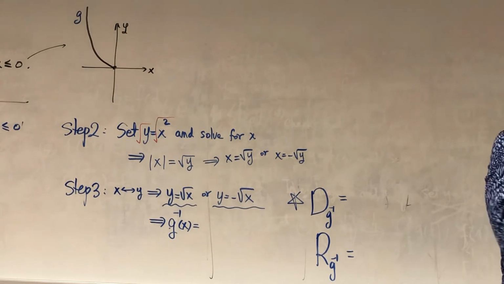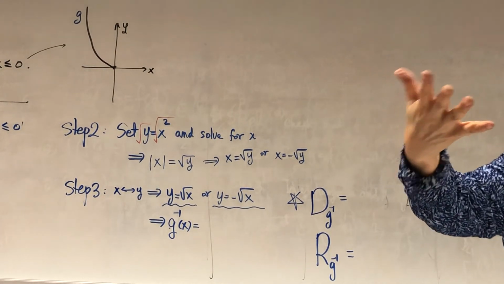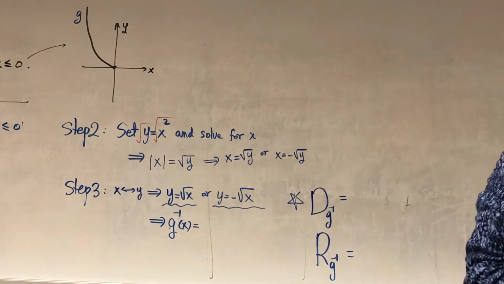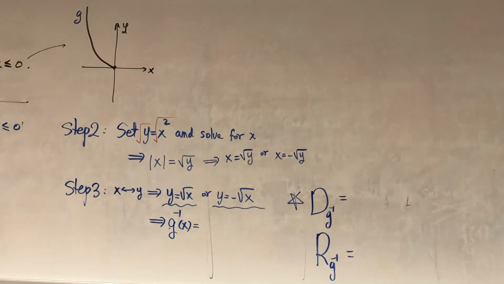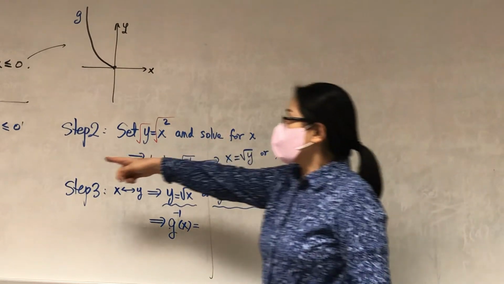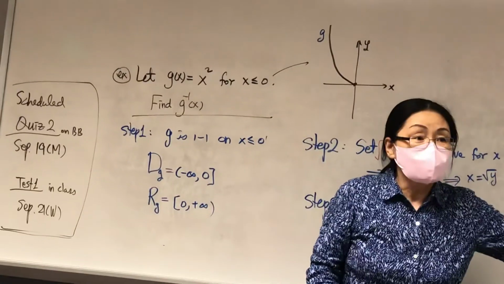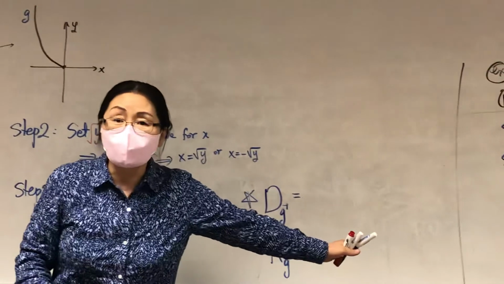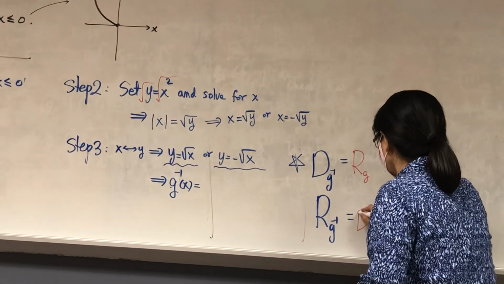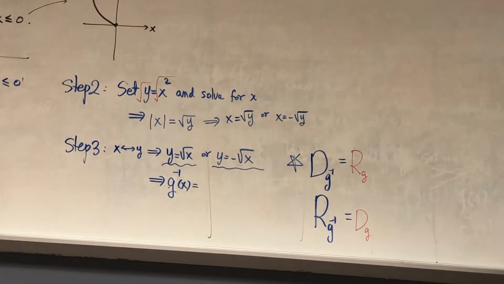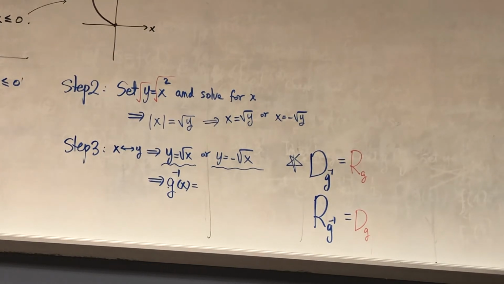Remember the rule of f and f inverse. f is going from x to y, and then f inverse is going from y to x. You remember that? Here is domain, and here is range, and then here is range, and here is domain. Very, very important. This is always true.